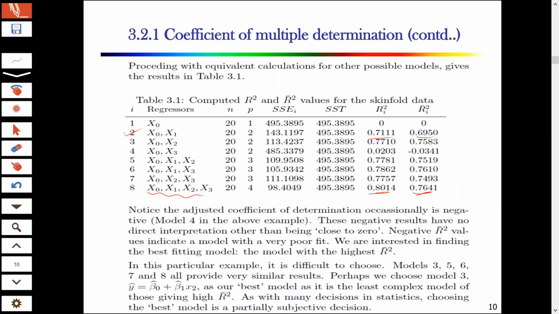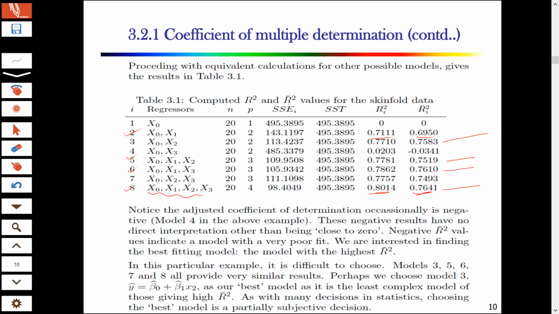So let's look at the models here. This one is 75, 75. Probably this is not the best. So this model is 3. This one 5, 6, and 8. These are the better models based on the adjusted R square.